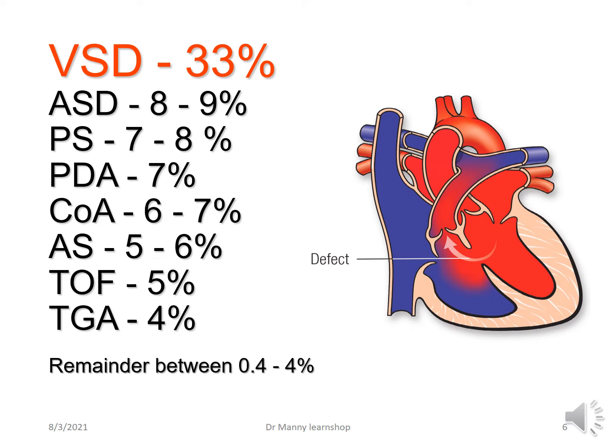The ventricular septal defect accounts for about 33%, an atrial septal defect 8 to 9%, pulmonary stenosis 7 to 8%, patent ductus arteriosus 7%, coarctation of the aorta 6 to 7, aortic stenosis 5 to 6, tetralogy of Fallot 5, and transposition of the great arteries about 4%, the remainder being around about 0.4 to about 4%. These are the common anomalies. There are many more, as you'll see as we go through this course.